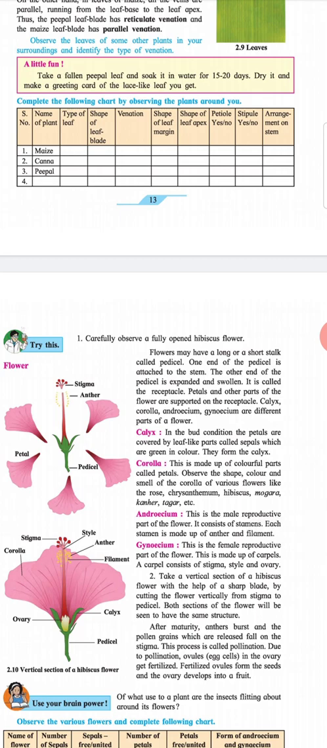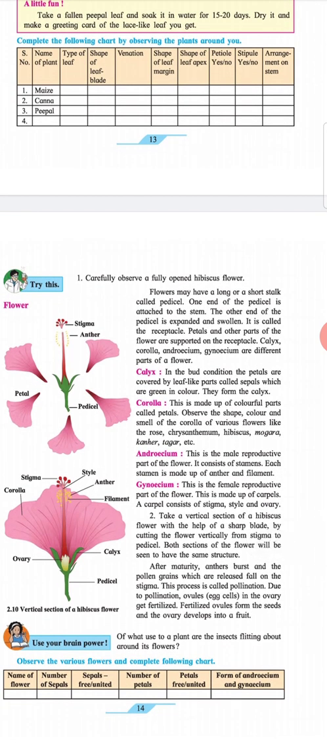Complete the following chart by observing the plants around you. Headings: serial number, name of the plant, type of leaf, shape of leaf blade, venation, shape of leaf margin, shape of leaf apex, petiole yes or no, stipule yes or no, arrangement on the stem. 1. Maize. 2. Canna. 3. Peepal are under serial number and name of the plant respectively.